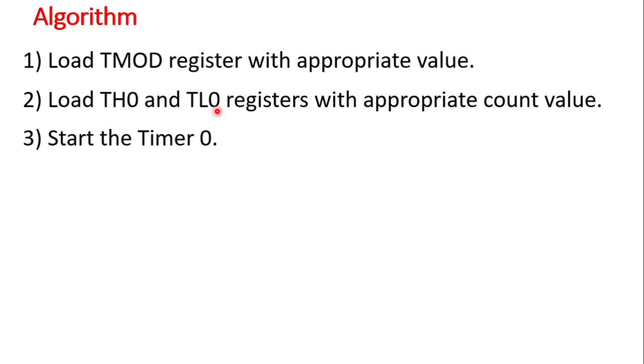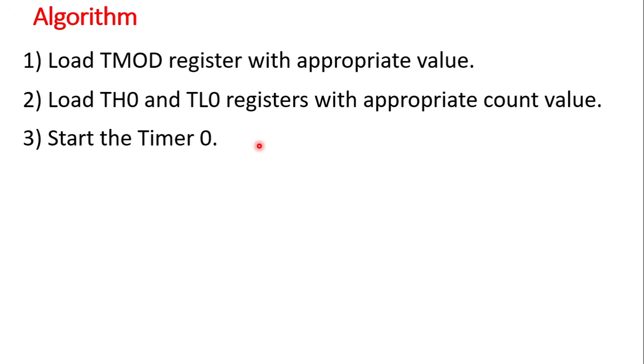Now it's time to start the timer. With the help of an instruction, you can start timer 0. Once the timer is started, with each incoming pulse from the timer clock, its value gets increased by 1. So the value in the TH0 and TL0 registers gets incremented by 1 with each incoming pulse.